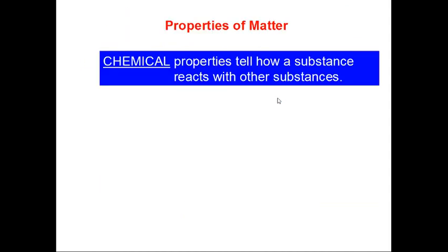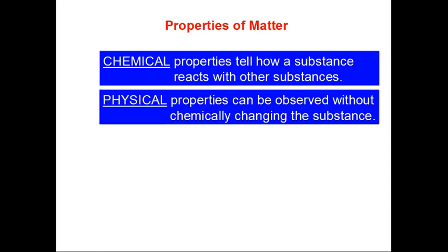All right. So let's talk about properties. You have chemical properties and you have physical properties. Chemical properties tell how a substance reacts with other substances. Physical properties can be observed without chemically changing the substance. So a physical property would be your hair is brown, your hair is long. I can cut your hair. It's still hair. I can cut it. Rock and roll. Physical property.